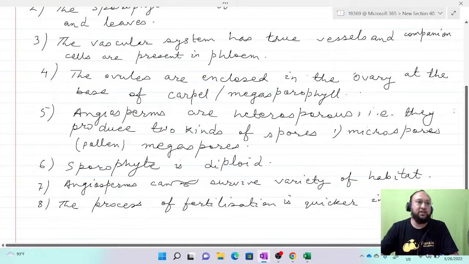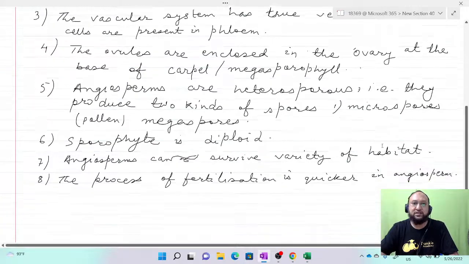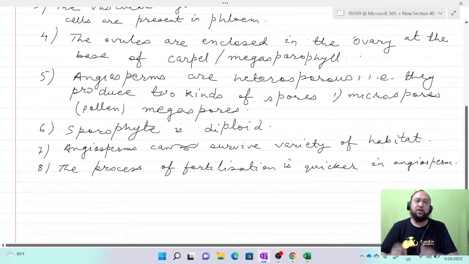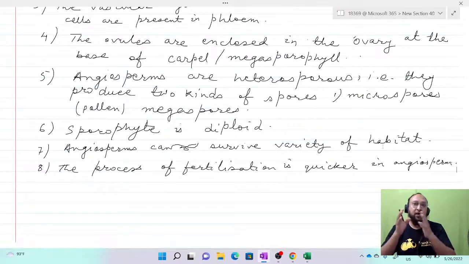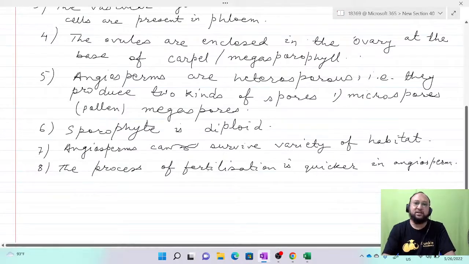So now we will come to a little bit of classification, then we'll move to the comparison. Angiospermic plants belong to the group of flowering plants called phanerogams, and this has two main divisions, the monocotyledons and dicotyledons. So angiosperm plants are divided into two categories.